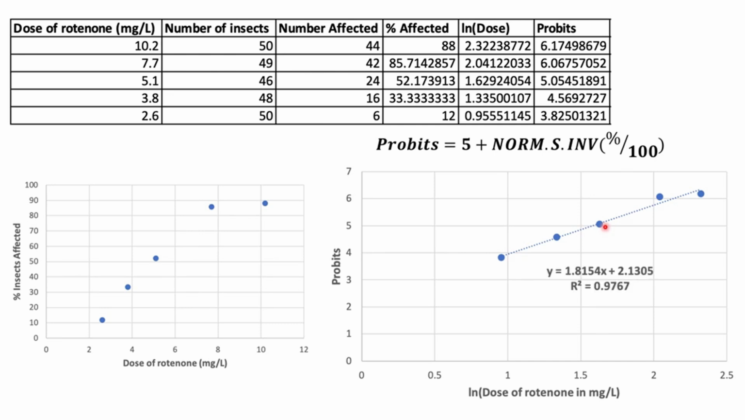We can fit a line to our data, so we can use the regression tool, in this case in Microsoft Excel, or whatever spreadsheeting or programming language you like to use. So fitting a line, we see a line function of y, in this case being probits, equals 1.8154x, x being the natural log of the dose, plus the intercept 2.1305, and the r-squared value showing the goodness of fit is 0.9767. So we see a very strong linear correlation here for natural log of dose versus probits.